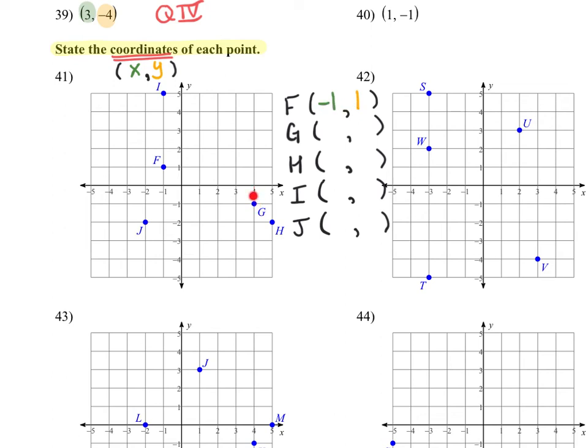If I go to point G, it lines up at +4 on the x and -1 on the y. So the ordered pair for G is (4, -1). If I go to H, it lines up at 5 on the x and -2 on the y. So the ordered pair for H is (5, -2). If I go to I, it lines up at -1 on the x and +5 on the y. So the coordinates for I are (-1, 5). If I go to J, it lines up at -2 on the x and -2 on the y. So the ordered pair for J is (-2, -2).